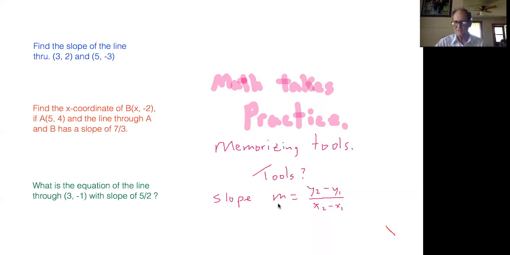Slope is given by the letter m, and it's the change of y over the change of x, or y2 minus y1 over x2 minus x1.